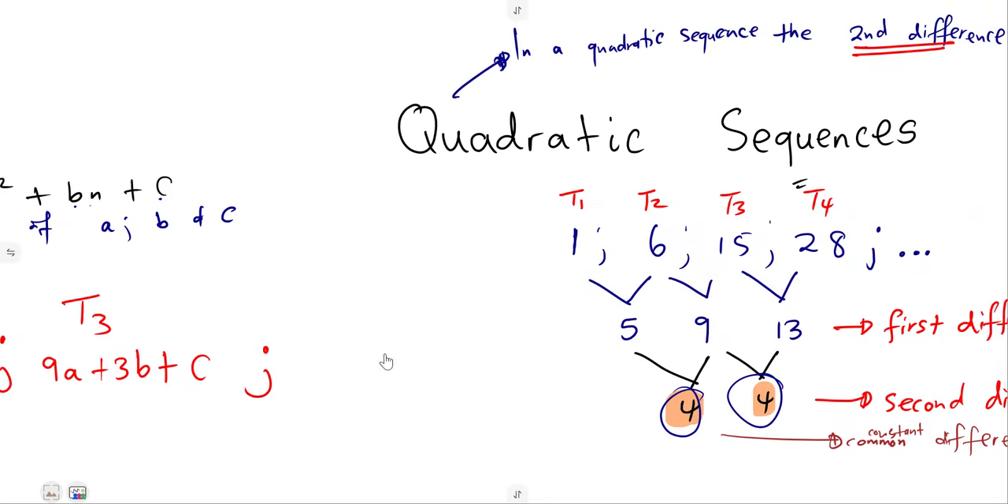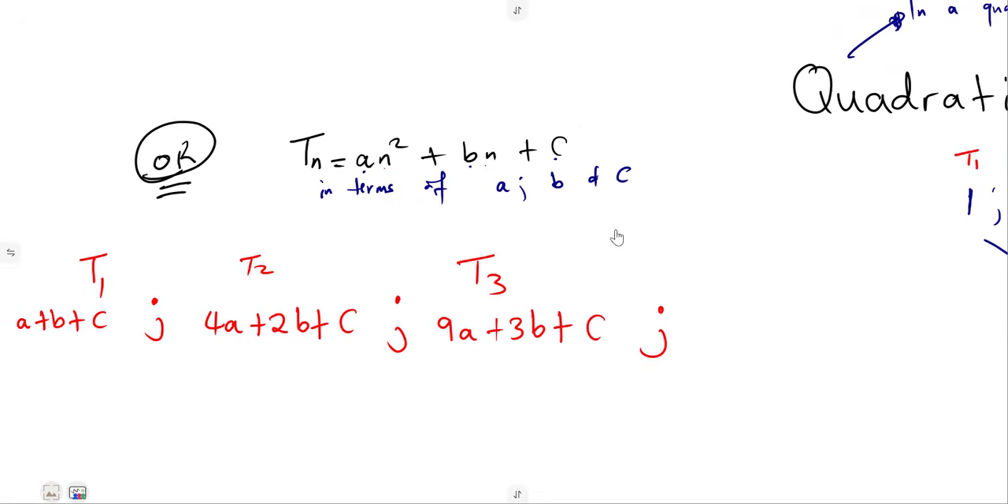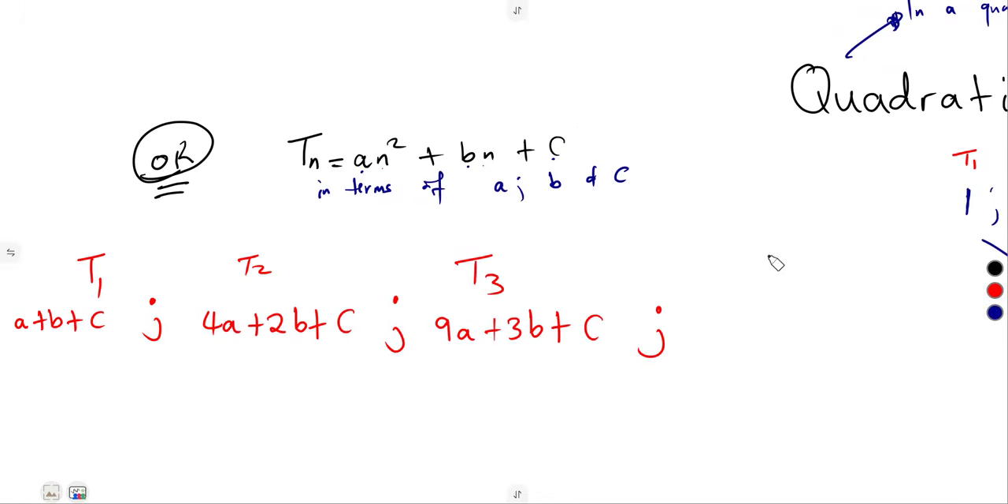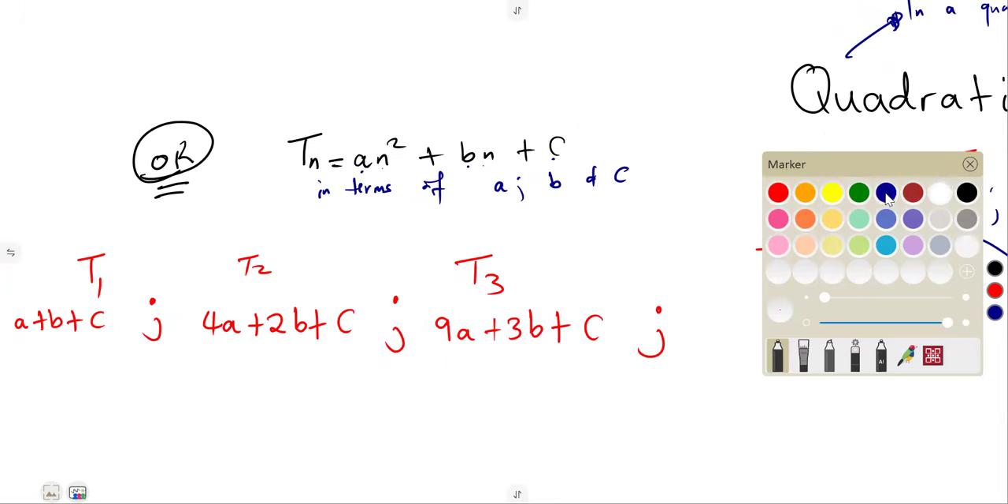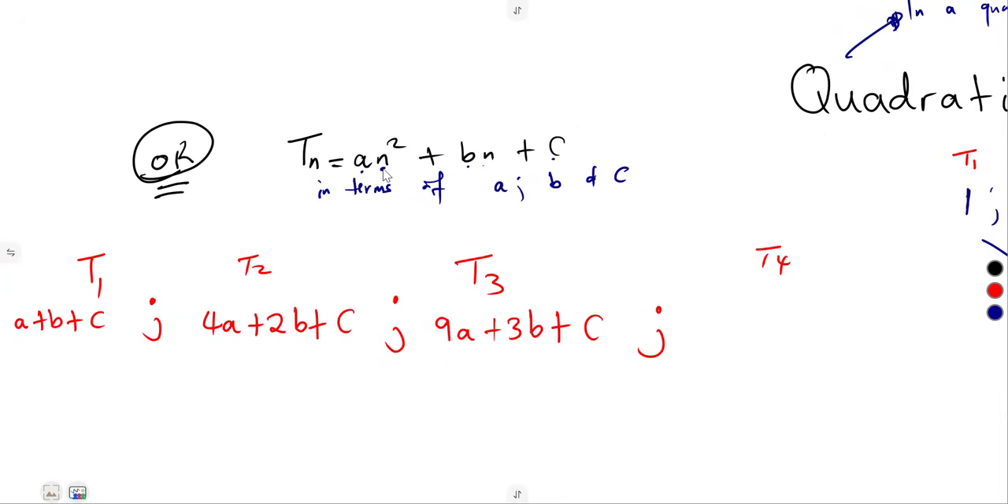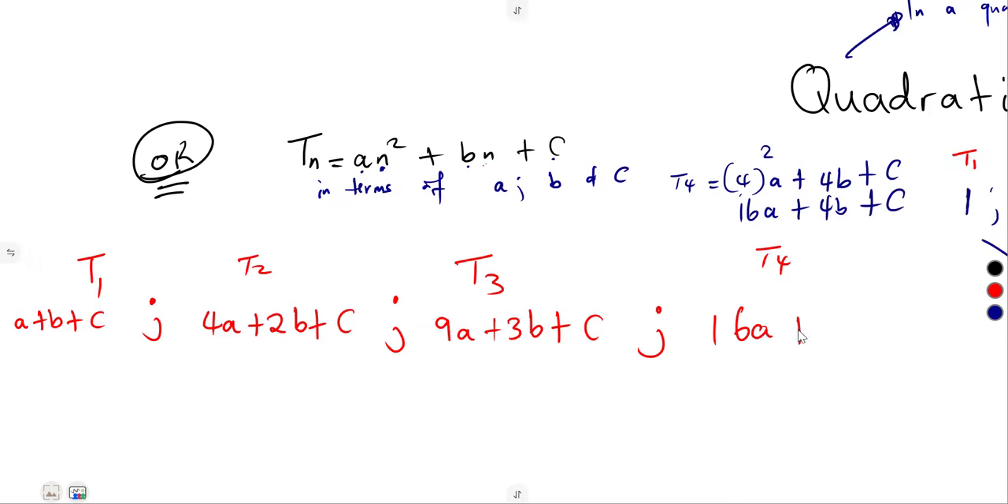So let's find T4 in terms of what? A, B, and C. So our T4, in place of n, we are going to substitute 4. In place of n. So that's going to be 4 squared times a. This is b times n, so that's 4 times b plus c. 4 squared, which is 16, so that's 16a plus 4b plus what? C, just like that. This is what we have.